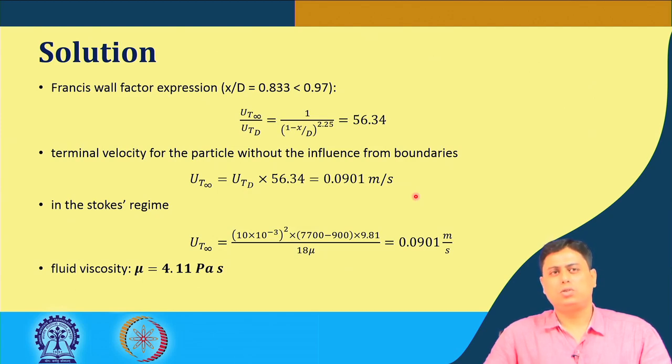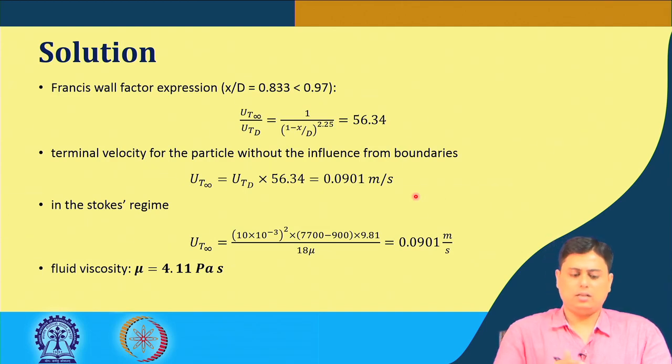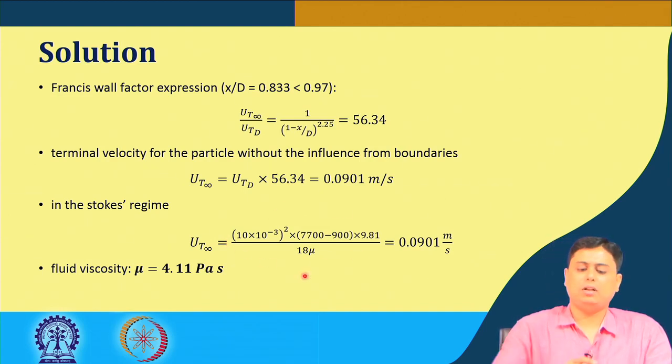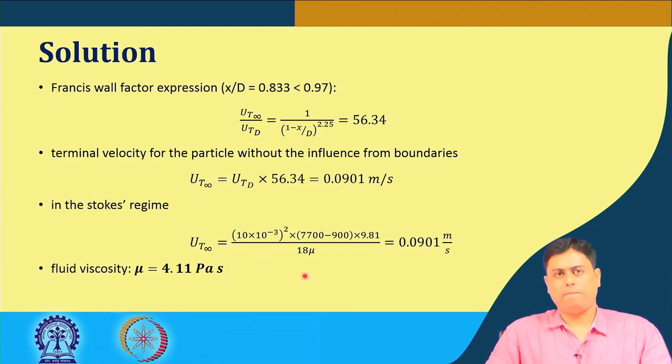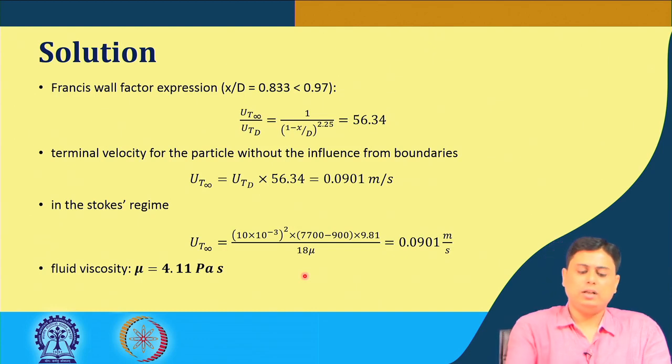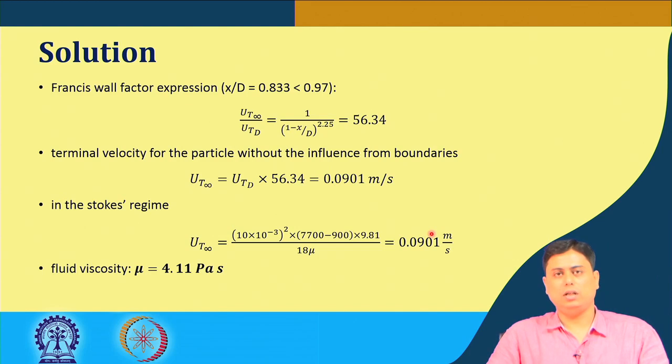Now in the Stokes regime, what is that expression for the terminal velocity? We know that it is x square multiplied by the relative density multiplied by g divided by 18 mu. So here this is the particle diameter converted to meter, this is the particle density minus fluid density multiplied by g divided by 18 mu. This is nothing but the terminal velocity in free falling.